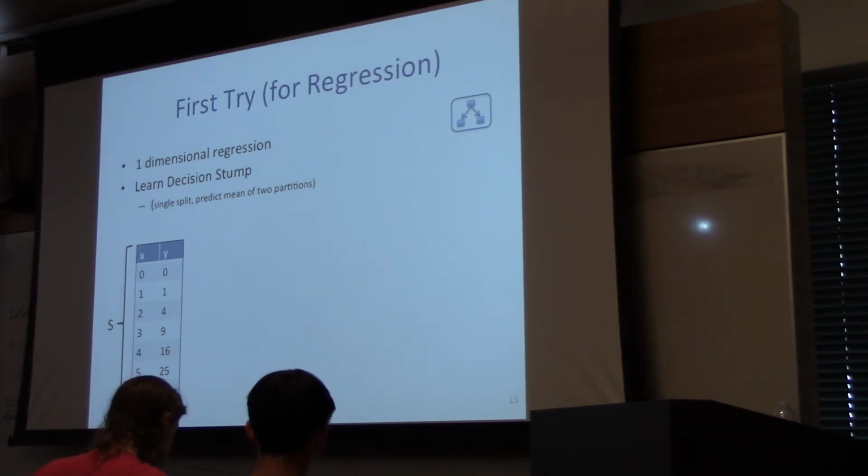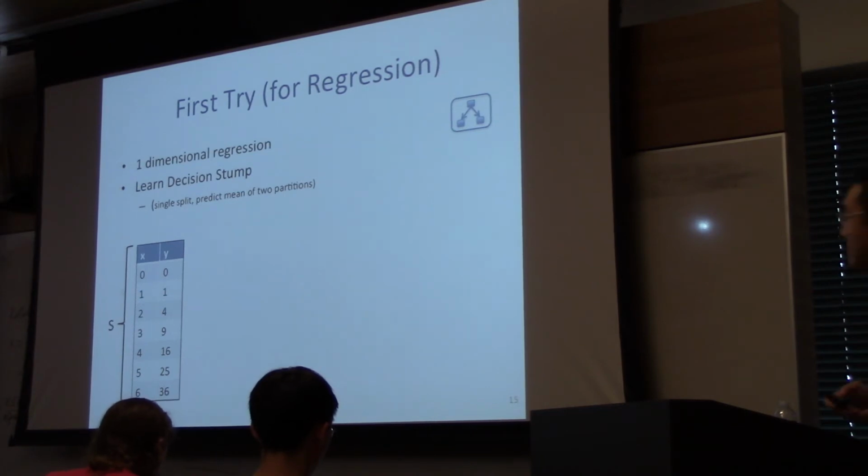Okay. So let's try a simple boosting algorithm. We're going to do one-dimensional regression. There's a single input feature, which I call x, and a single output regression label, so a real-valued label. And this is basically just y equals x squared.